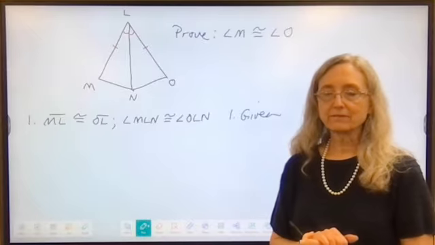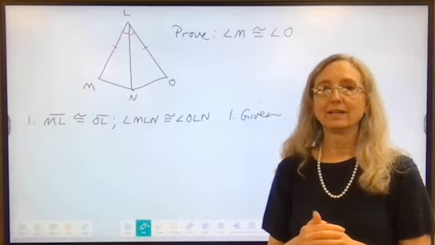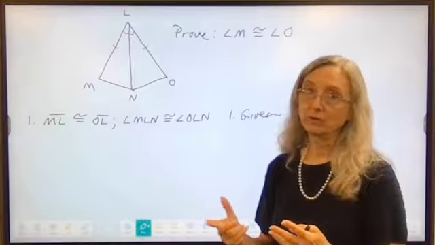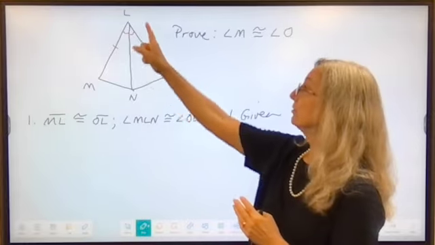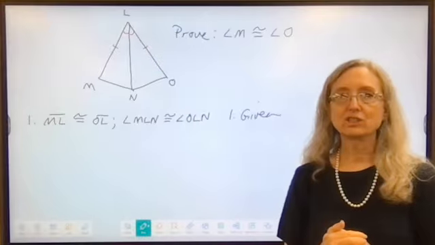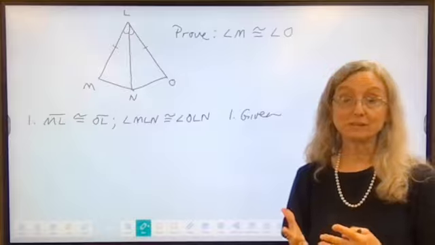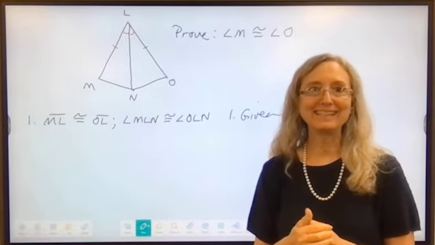So I've listed the givens, and now I have a side and an angle. So I need either another angle, M and O, which I don't have, or how about another side? So I could use side, angle, side. Notice LN is shared by both triangles. That's my other side. So I'm going to say that LN is congruent to LN.